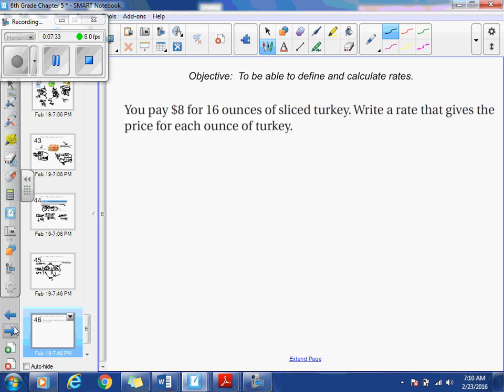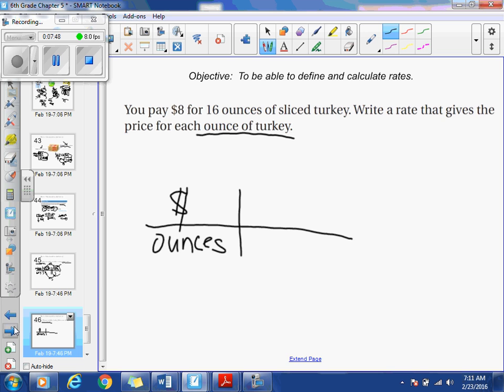All right, this is a common one at the store. You pay $8 for 16 ounces of sliced turkey. Write a rate that gives the price for each ounce of turkey. All right, so we want 1 ounce to be our denominator. So I'm going to make sure to put ounces on the bottom and dollars on the top. We pay 8 of those dollars for 16 ounces. We want to find the cost, or the unit rate, for 1 ounce of turkey.